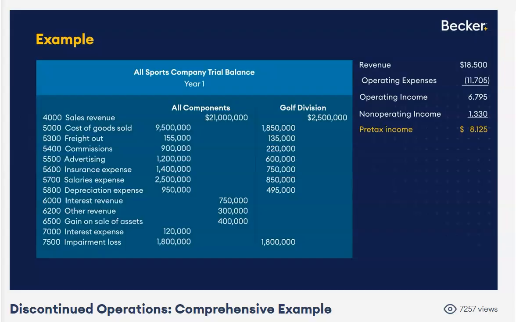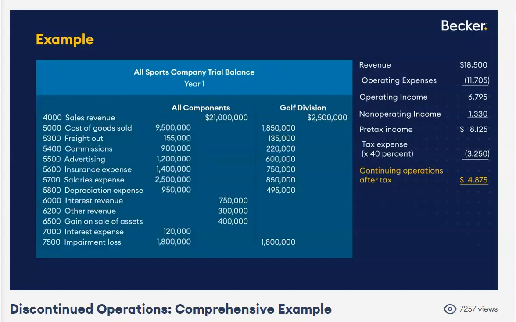Then I subtract out the tax expense. The tax expense is $3,250,000, and that would get us our continuing operations after tax of $4,875,000.